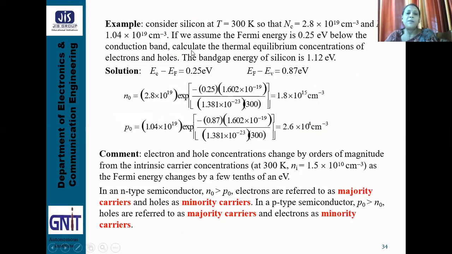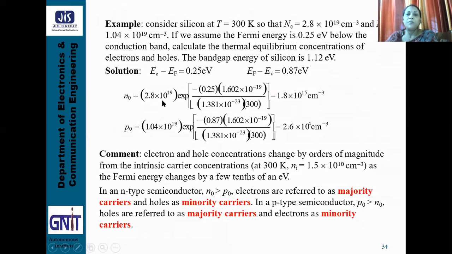So there are a few examples based on the formula. Please go through them. NC given, NV given, Fermi energy level given, band gap energy of silicon is 1.12 electron volt. So EC minus EF is given as 0.25 electron volt, that is the Fermi energy gap. But EF minus EV we have to calculate, that is 1.12 minus 0.25, that is 0.87 electron volt, because the rest of the energy obviously will be EF minus EV.